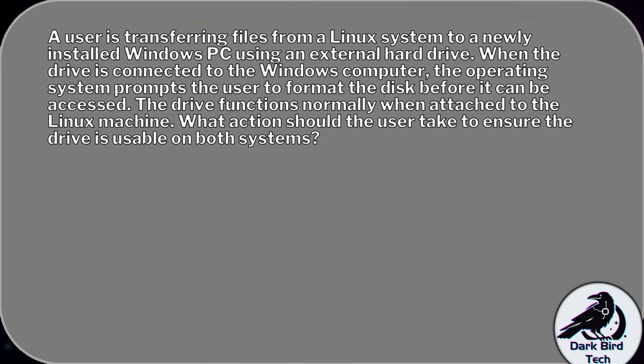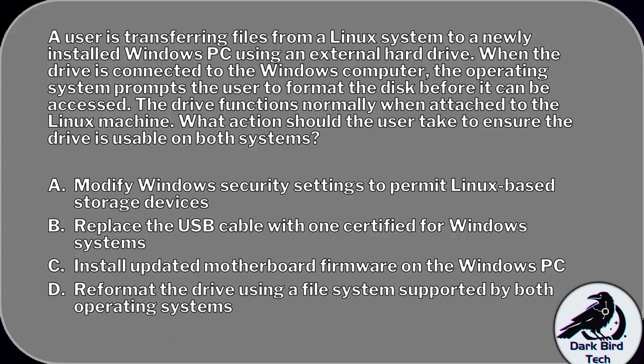A user is transferring files from a Linux system to a newly installed Windows PC using an external hard drive. When the drive is connected to the Windows computer, the operating system prompts the user to format the disk before it can be accessed. The drive functions normally when attached to the Linux machine. What actions should the user take to ensure the drive is usable on both systems? So I'll give you a chance to think about some of the options you might want to see here, because this is one of those questions where you could start formulating an answer before you see the options.